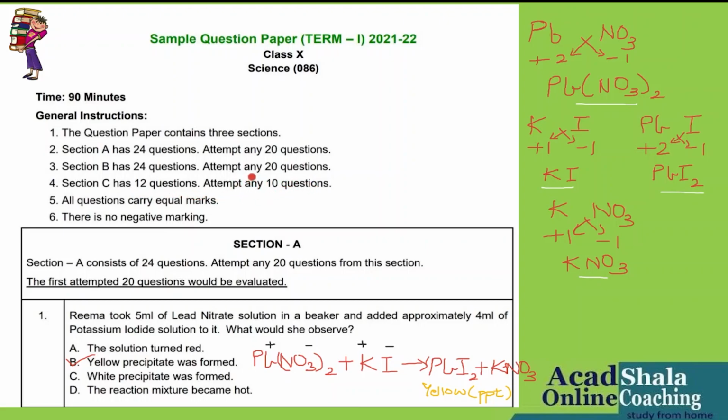So it's a pretty good choice in between the questions. Please attempt them very, very carefully. All questions carry equal marks and there is no negative marking at all. So now let's get started with the first question. It says, Rima took 5 milliliter of lead nitrate solution in a beaker and added approximately 4 milliliter of potassium iodide solution to it. What would she observe?